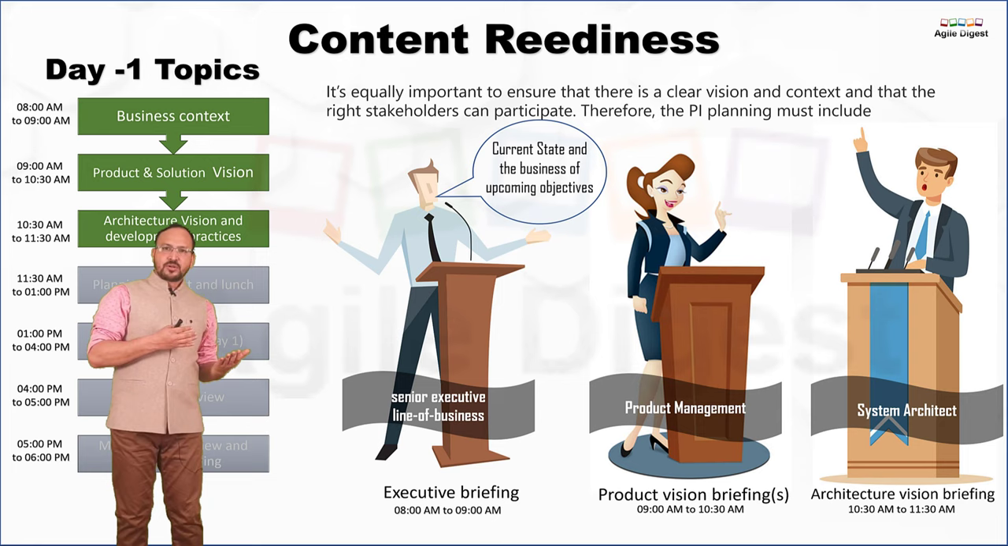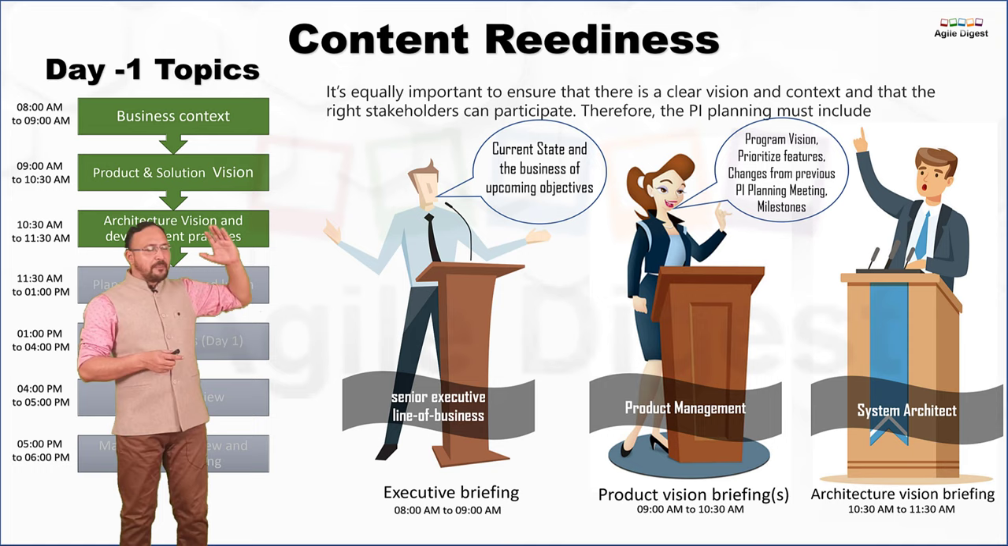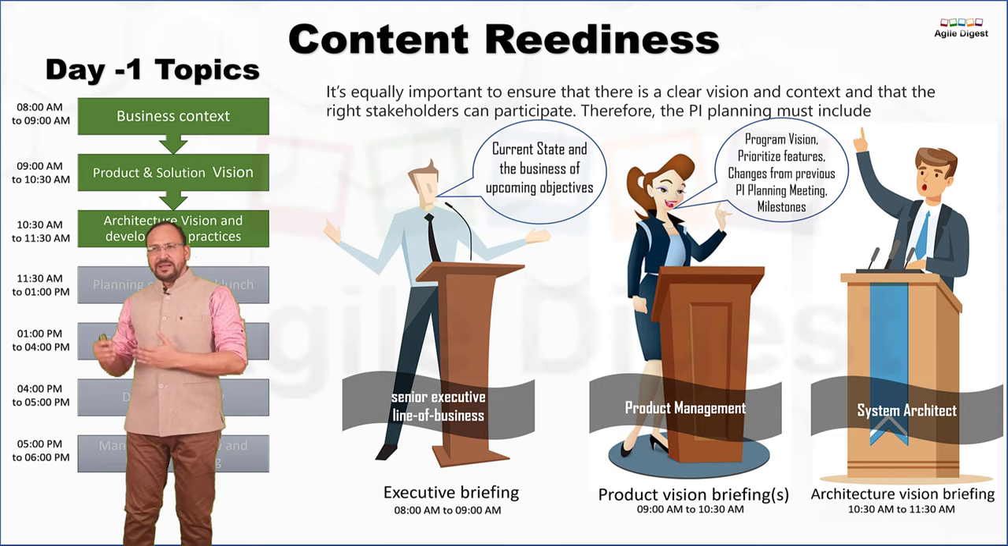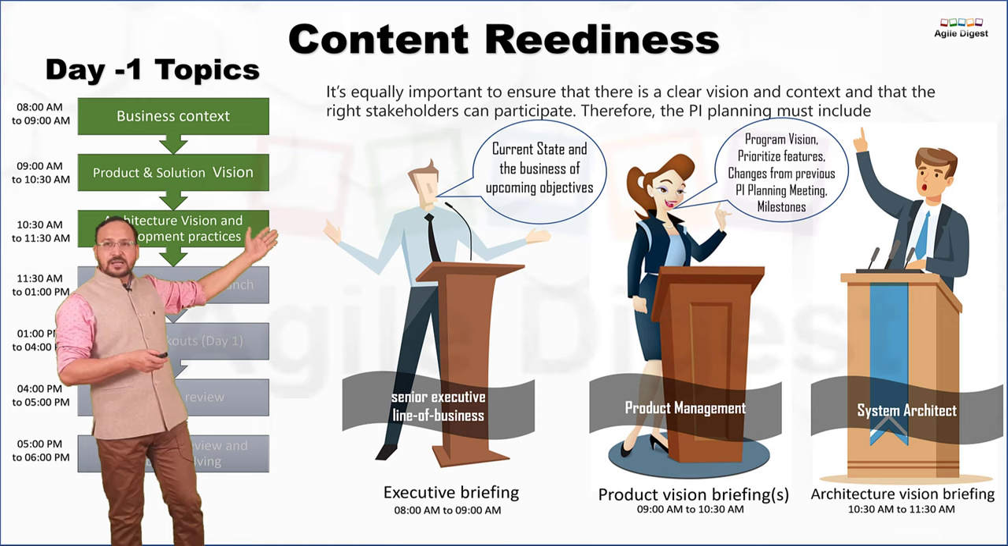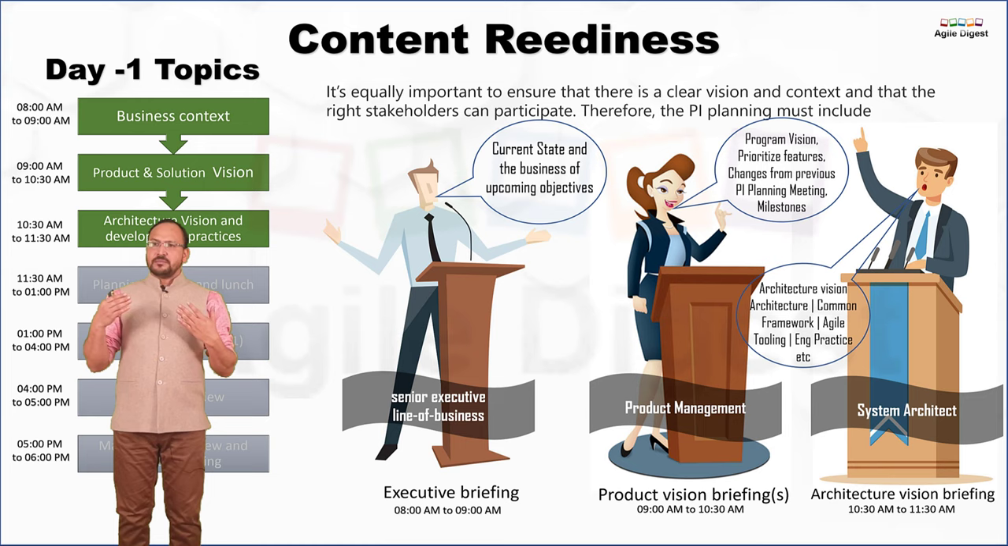If I'm talking about the business briefing or executive briefing, they talk about the current state of the business and upcoming objectives. Your product management talks about program visions, prioritized features, and the changes from the previous PI planning meeting, milestones, everything the product manager talks about. And the system architects talk about any kind of architectural change, architectural visions, common framework or any tooling, libraries, structural change on the technical side. All that information the system architect talks about is required for the business context they mentioned.